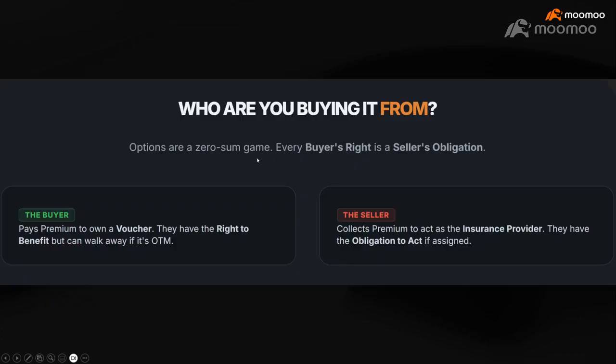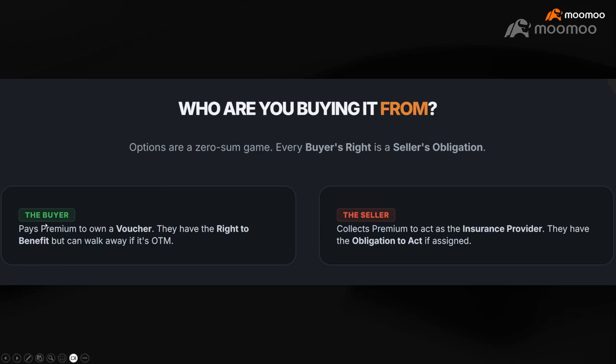So in today's sections, we are going to discover who you are buying it from, because in chapter one, we covered buyers, right? If you want to buy something, there must be someone who is actually willing to sell it to you, right? That's why we have a bid and ask in the market. So what is the best offer for buying it? What is the best offer for selling it?